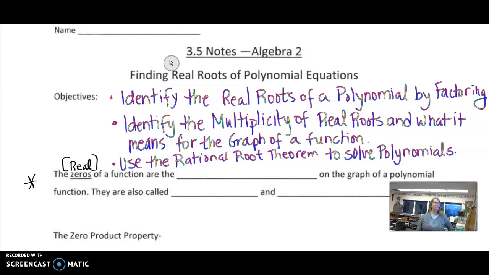Hey guys, this video is going to cover the 3.5 notes, which you should print off from Canvas if you haven't already, and then follow along with me here.